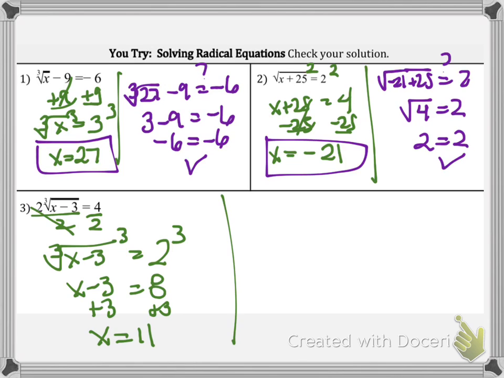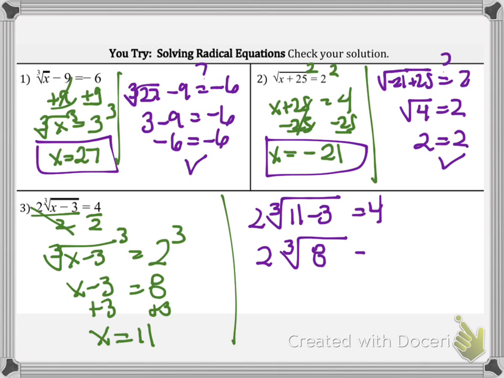And we'll do a check. So 2 cube root of 11 minus 3, does that equal 4? 2 cube root of 8. Does it equal 4? So 2 times 2, that definitely equals 4. So that is correct.